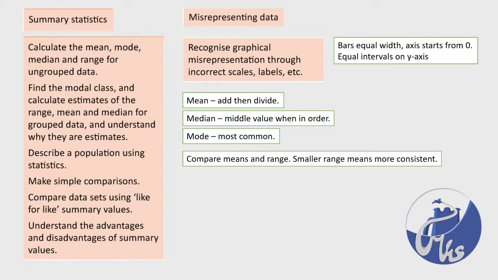It says about understanding why they're estimates, and that's because in grouped data you don't know every individual piece of data, so you can't get an accurate answer. You want to make simple comparisons between data, and it says about using like for like values. This would typically be means and range for two sets of data. So you might be asked to compare one school with another, and so in which case you would compare their means and compare their ranges.